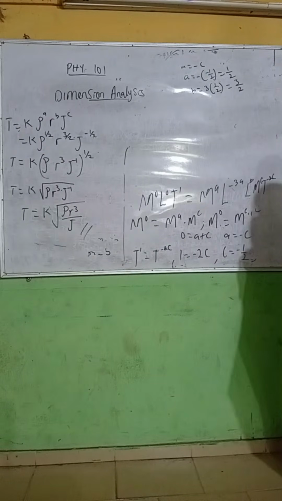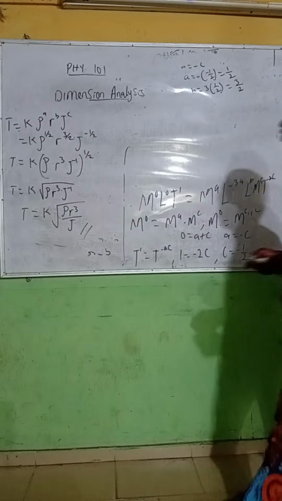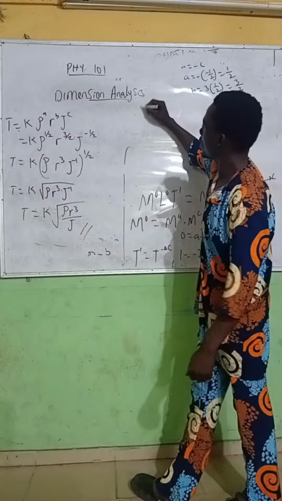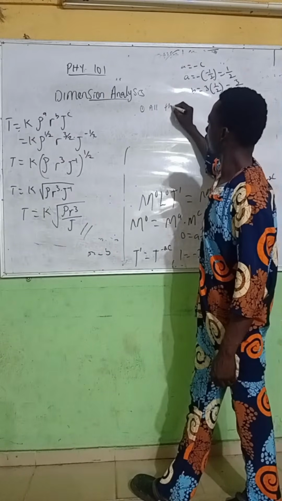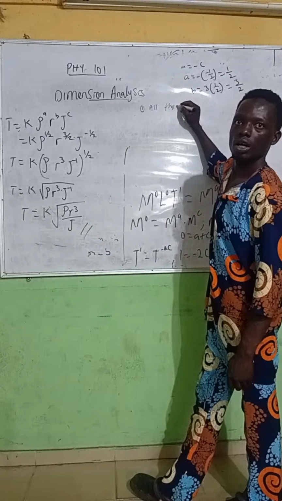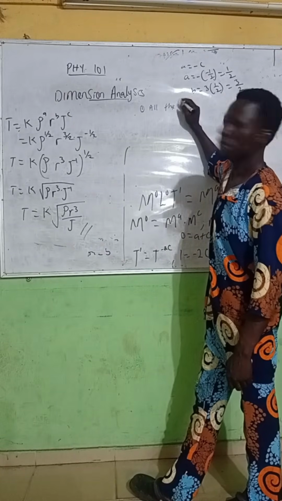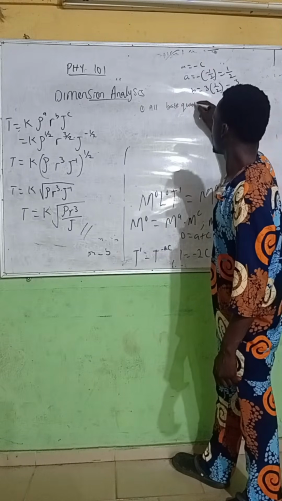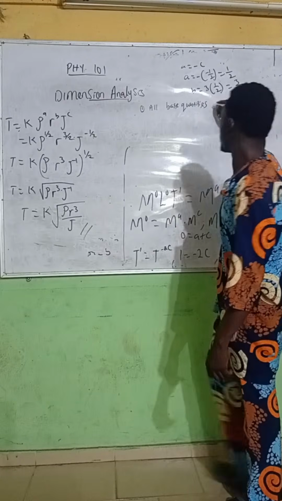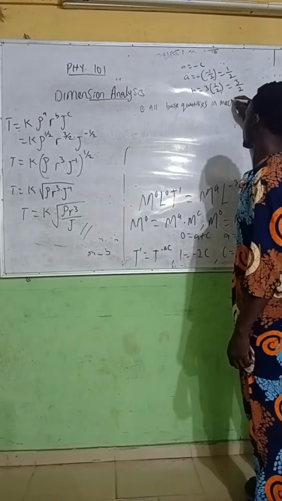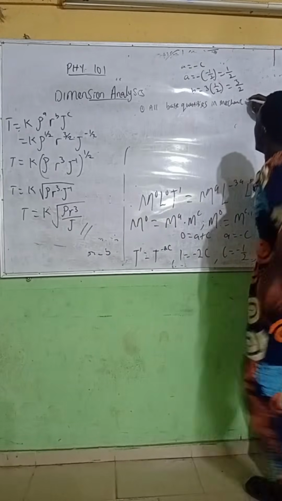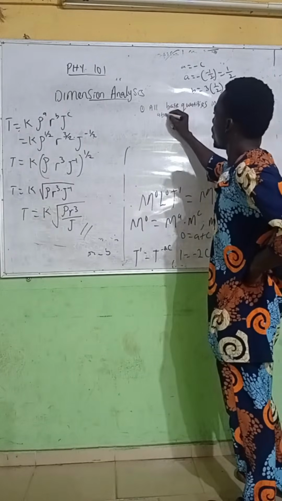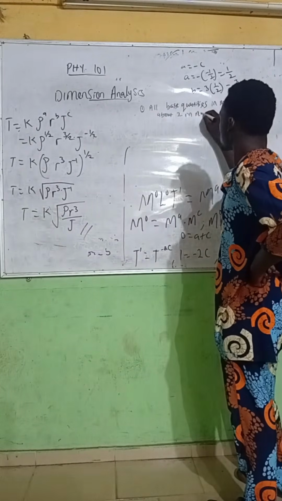Which of the following statements is or are false? Statement 1. All base quantities in mechanics are about 2 in number. Statement 2. A measured quantity without mechanics are about 2 in numbers.